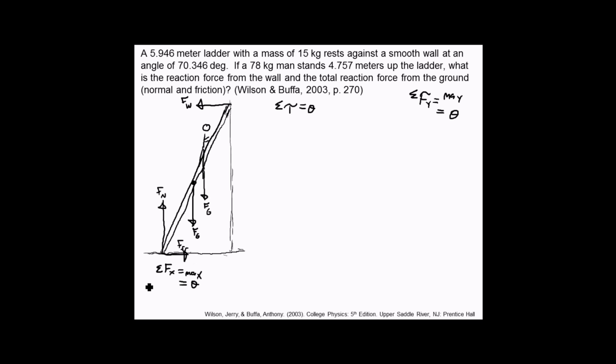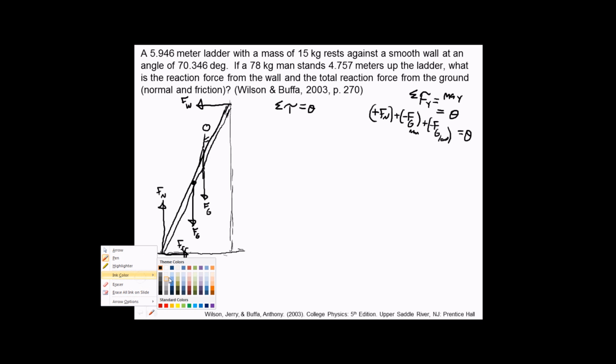So in the x, we have the positive force of friction plus the negative wall force. Those are the only two forces in the x. In the y, positive normal force plus the negative force of gravity of the man plus the negative force of gravity of the ladder. This equals 0. And then the torques, what we'll want to do is choose a hinge point.